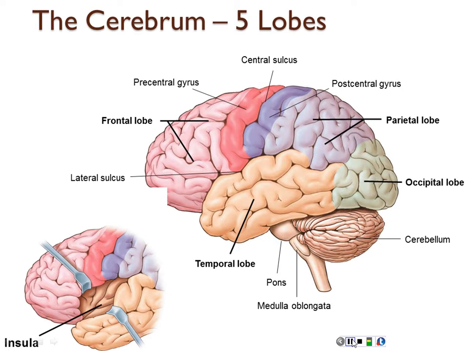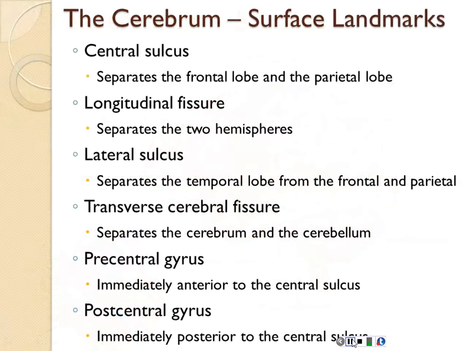Then you have the temporal lobe, and it is separated from the frontal and parietal lobe by the lateral sulcus. Why do you think it's called lateral sulcus? This is on the side. Good. Good. Okay. And then you have the cerebellum there. So a lot of new terms. It's going to take a while. It's going to take a minute for you all to get those down.